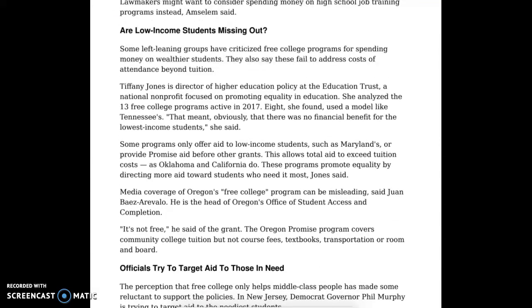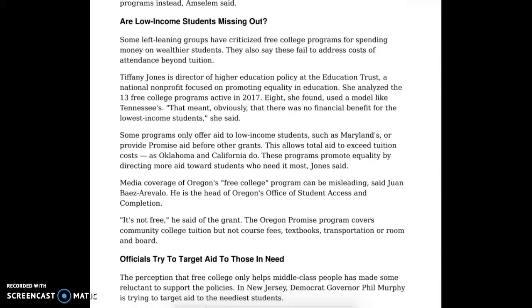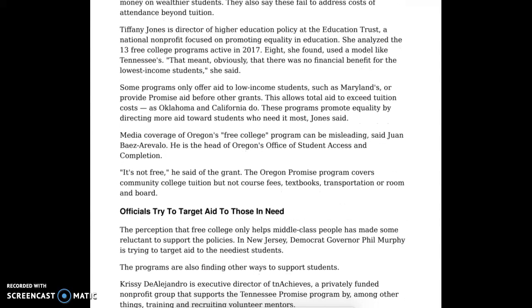Some left-leaning groups have criticized free college programs for spending money on wealthier students. They also say that these fail to address costs of attendance beyond tuition. Tiffany Jones is director of higher education policy at the Education Trust, a national nonprofit focused on promoting equality in education. She analyzed the 13 free college programs active in 2017. 8, she found, used a model like Tennessee's. That meant, obviously, that there was no financial benefit for the lowest income students, she said. Some programs only offer aid to low-income students, such as Maryland's, or provide promise aid before other grants. This allows total aid to exceed tuition costs, as Oklahoma and California do. These programs promote equality by directing more aid towards students who need it most, Jones said.